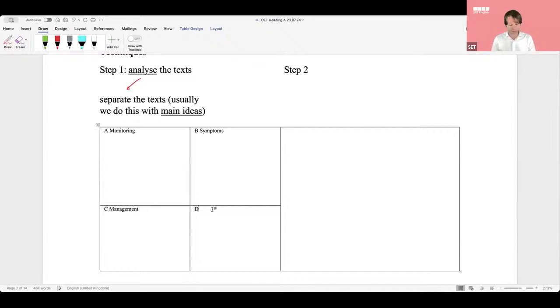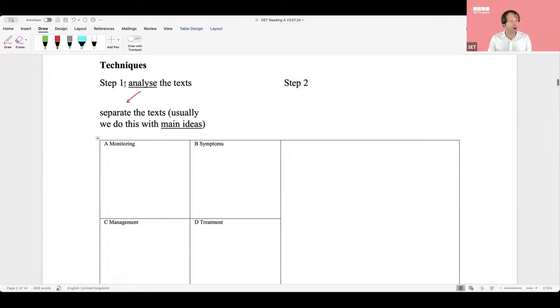Treatment. Great. It's always like that. Monitoring, management, treatment, causes, could be definition, things like this. Epidemiology can be the spread of it, like what countries and all that stuff. Okay, so that's step one.